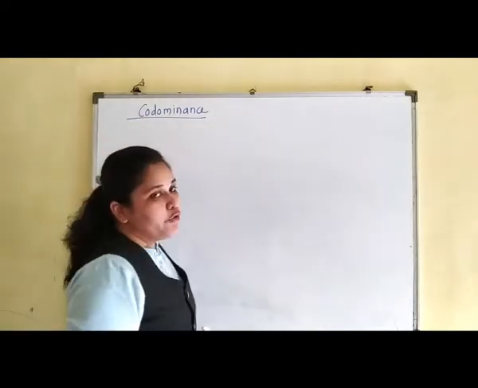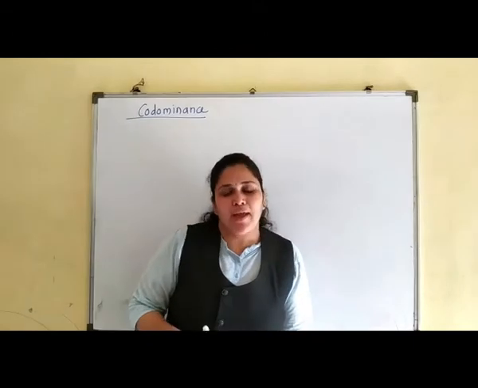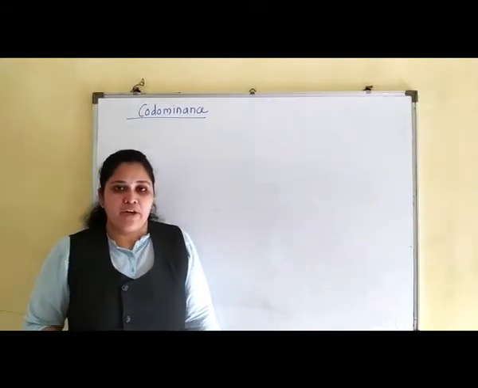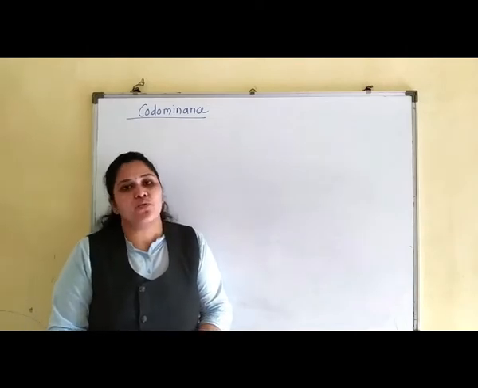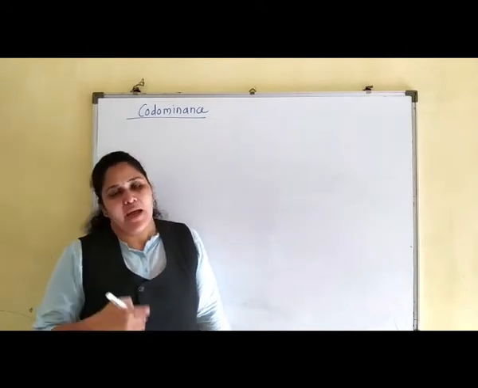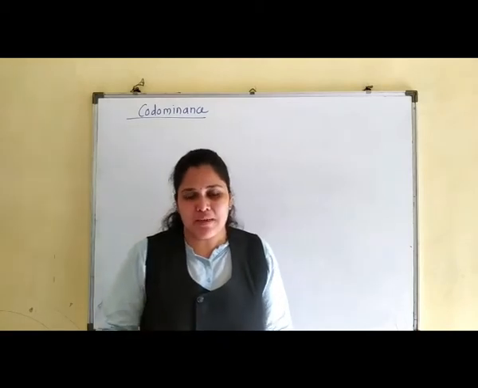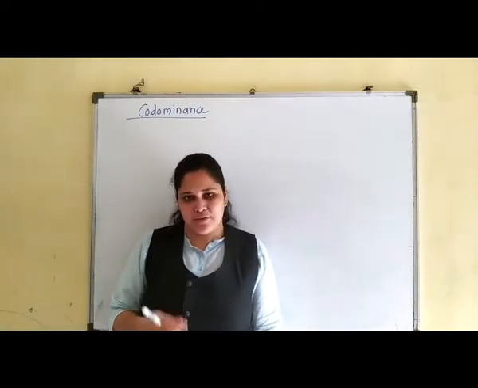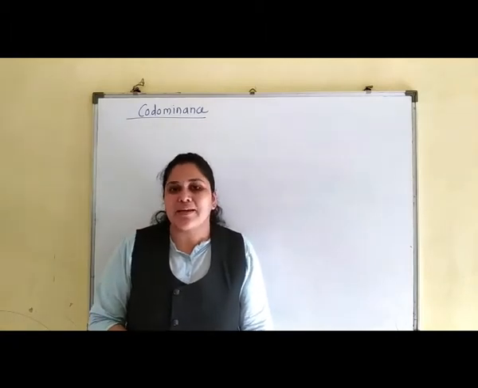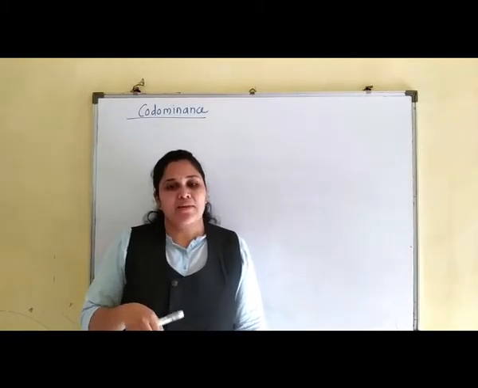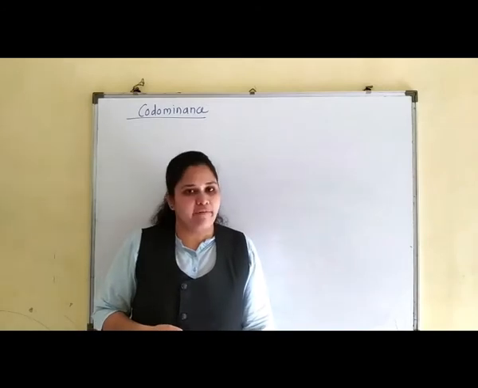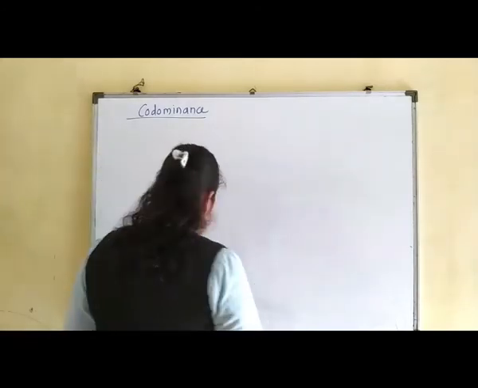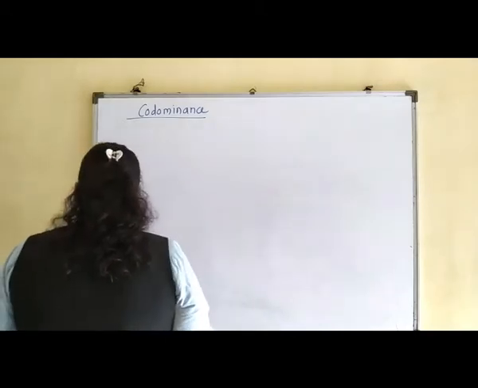Now codominance, what is it? Both the alleles in an individual express themselves. According to Mendel, out of two alleles, only one allele is expressed and the other allele remains suppressed. But there are some cases where both the alleles express and they give their respective phenotype. Both the alleles express independent of each other. That is known as codominance. Yes, we will see some examples of codominance also.